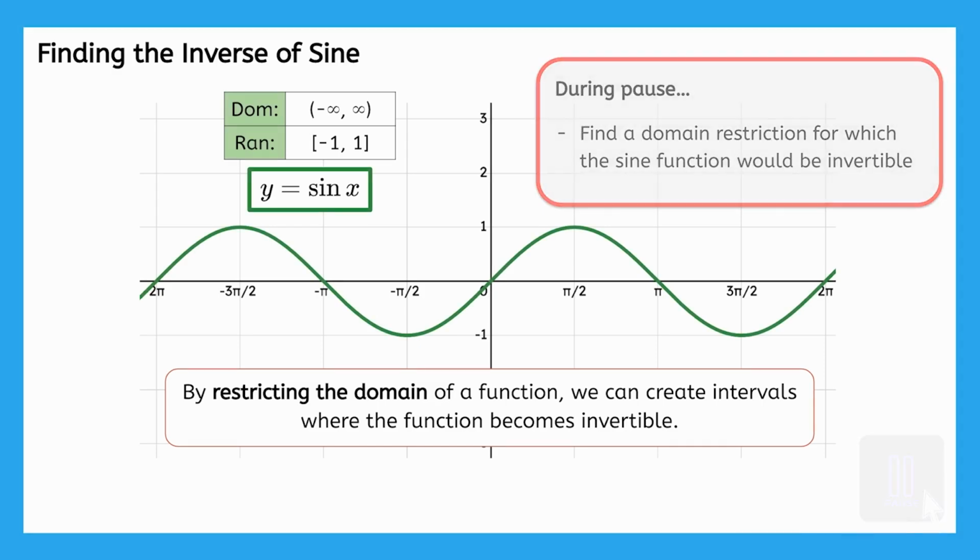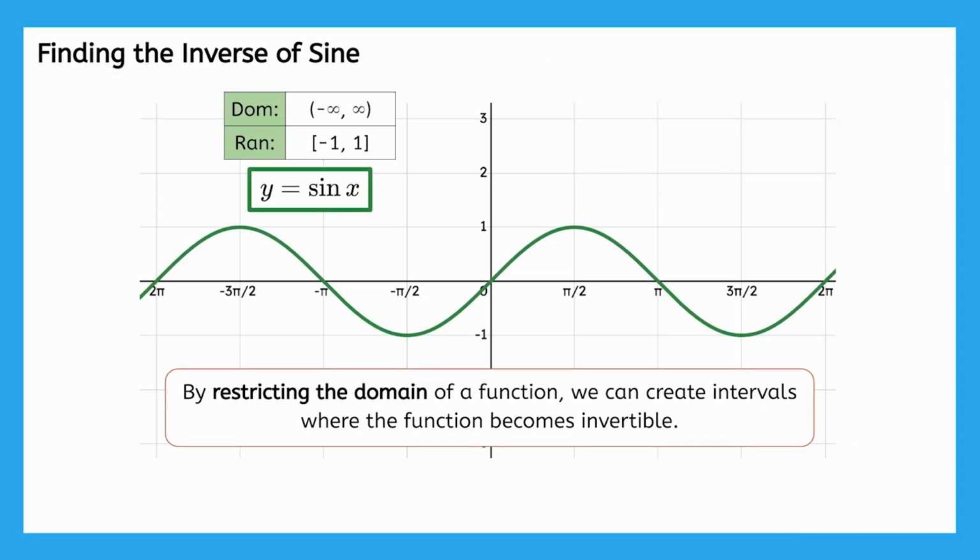The sine function repeats itself infinitely, so there are infinitely many domain restrictions that would work. For example, the intervals -3 pi over 2 to -pi over 2, -pi over 2 to pi over 2, and pi over 2 to 3 pi over 2 all grab portions of the graph that pass the horizontal line test. However, for the sake of simplicity and convenience, the standard domain restriction we use for the inverse of sine is -pi over 2 to pi over 2.